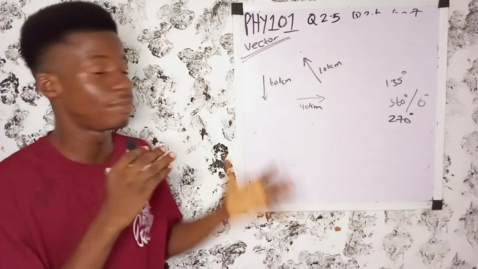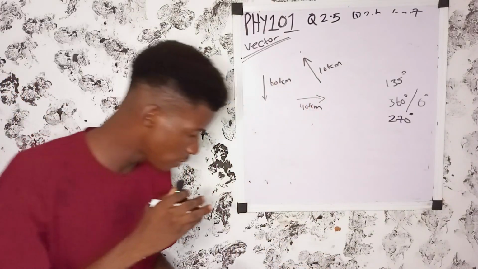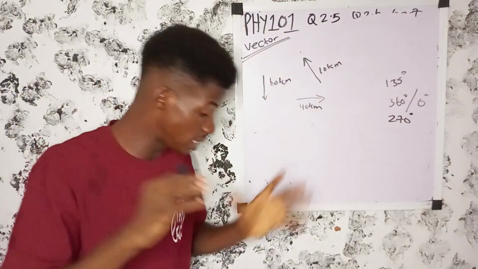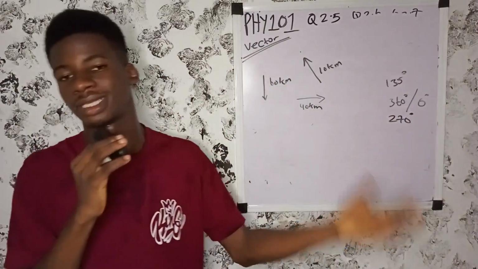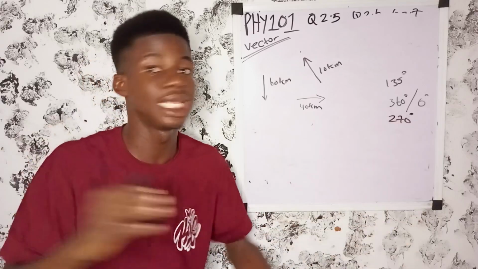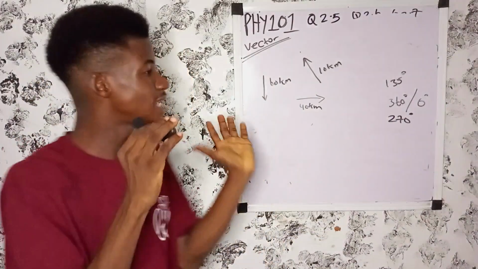So that is why I did that previous video on how to get the angles. They said for the last part, calculate the overall displacement of the car from the starting point. They are telling us to calculate the total displacement, the resultant, the net. Yes, that is it.